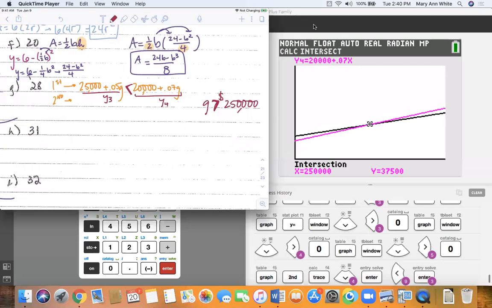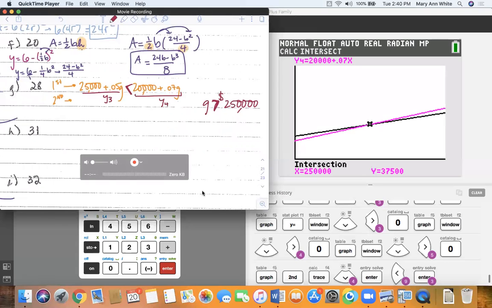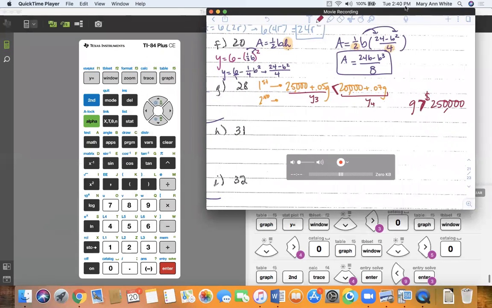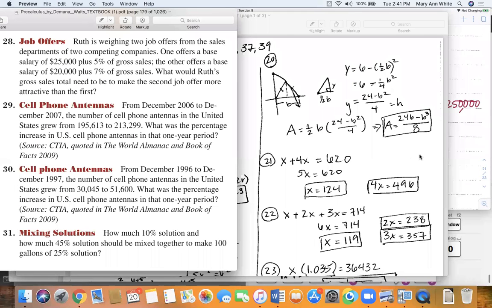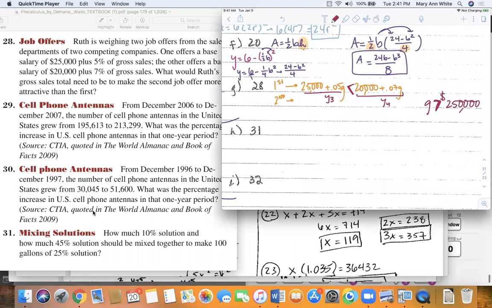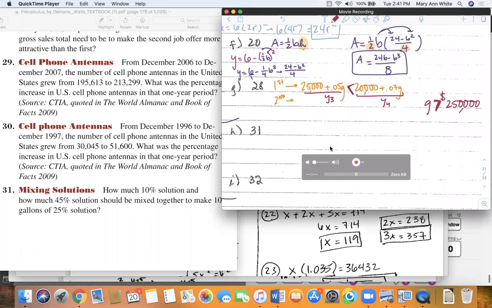All right, I don't have a lot of work here because we just put it in the calculator and played around until we found the intersection. Anybody have any questions? All right, the next one uses the calculator, but not the same way. So I'm going to pull the problems back up, and we're going to do 31 and 32.